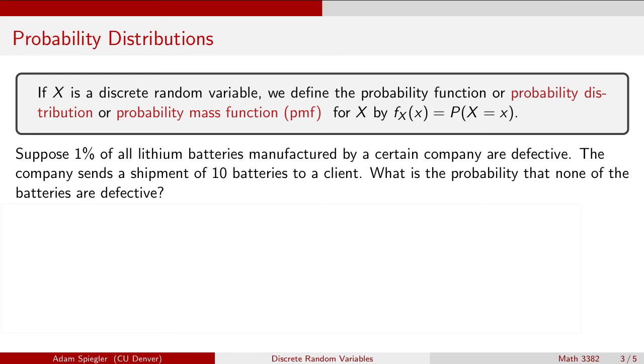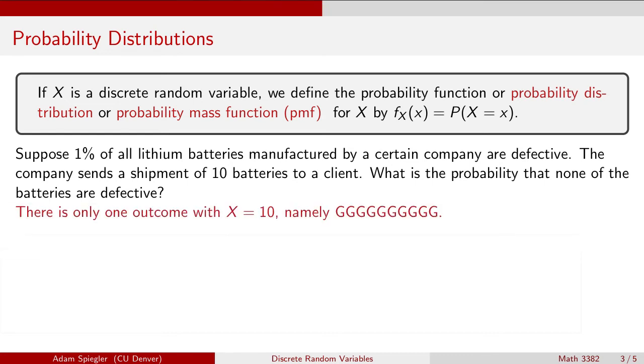We don't want to handle this by a counting argument. How many outcomes are there? How many outcomes satisfy this event? Because again, each of these outcomes is not equally likely to occur. So let's consider this from another point of view. There is only one outcome in this example with X equals 10, where all 10 are good. That would be the outcome where we have a string of 10 G's. Since there's only one outcome, we just need to calculate how likely it is that we would get 10 G's in a row.